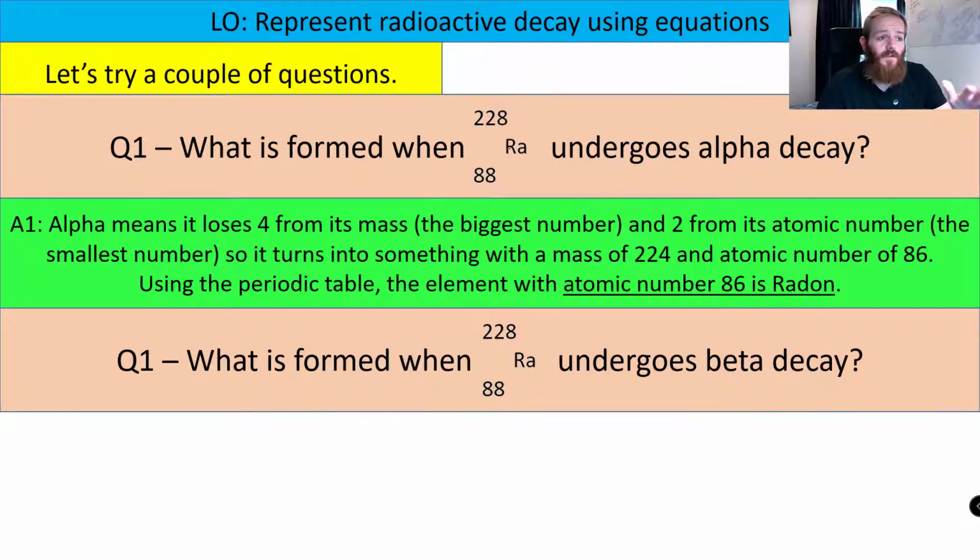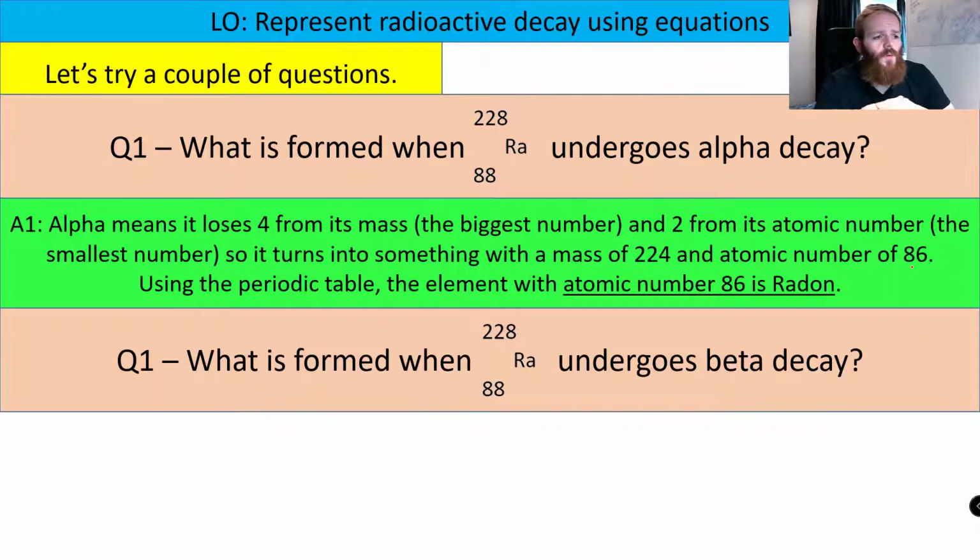So it started off with 228, it loses 4 from its mass, the biggest number, and 2 from its atomic number, which is the smallest number, so 2 from 88. So it turns into something with a mass of 224 and an atomic number of 86. And if you use your periodic table, the element with the atomic number 86 is radon, which it says there. But I'm just showing you can use a periodic table to figure this out.